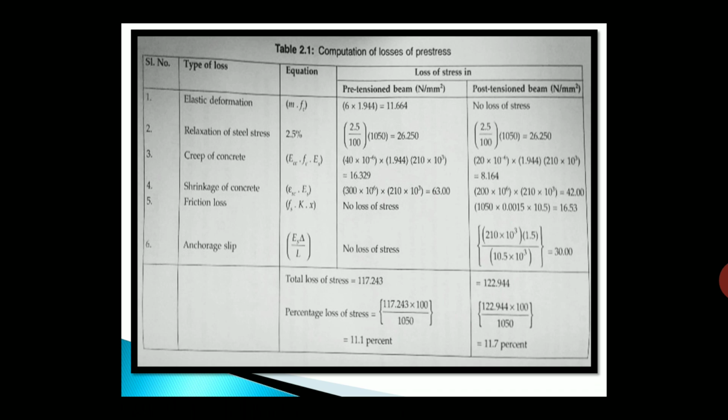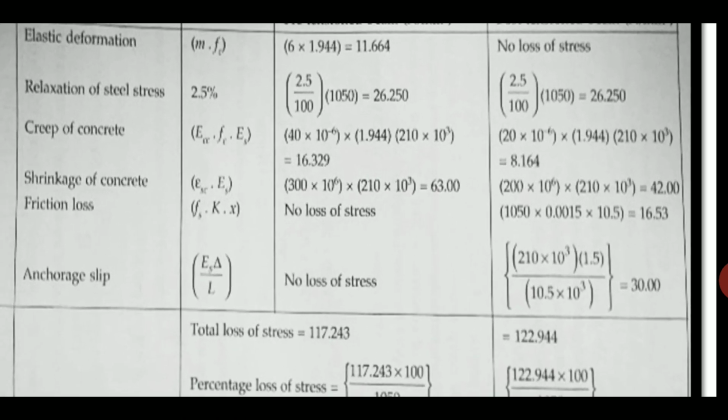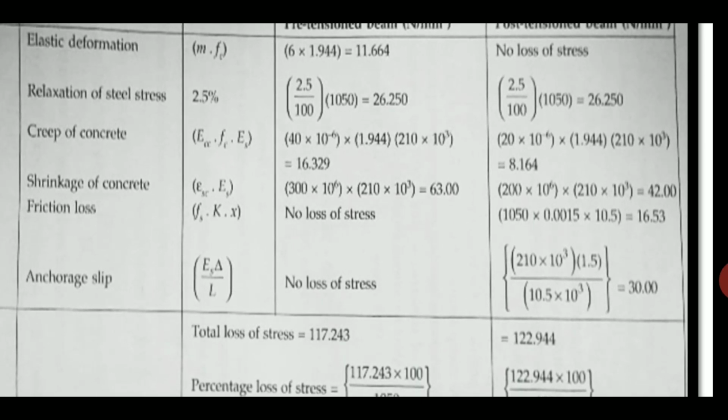Second case, relaxation is given as 2.5%, which is for both pre as well as post tension. So therefore 2.5% of initial stress, initial applied stress, that is 2.5 into 1050, which comes out to be 26.25 Newton per mm square in both the cases. Next, creep loss. Okay, creep coefficient is given, which can be used. Only thing to note is in pre-tension and post-tension values are differently mentioned, so don't make a mistake. One is 40 into 10 raised to minus 6, whereas other is 20 into 10 raised to minus 6. Multiplied by the initial stress which we found out, 1.944 into epsilon s. So this is a very easy calculation. You get the answers for loss due to creep of concrete.